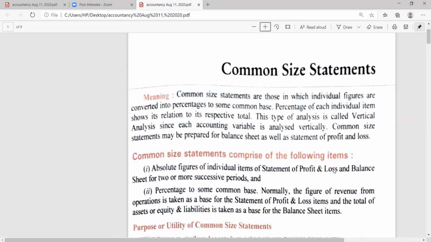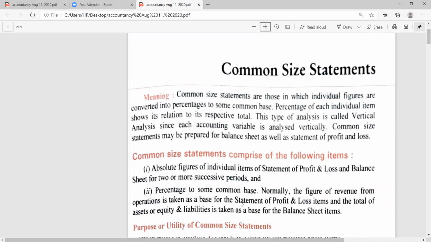Common size statements comprise the following items: absolute figures of individual items of the statement of profit and loss and balance sheet for 2 or more successive periods, and percentages to some common base. Normally the figure of revenue from operations is taken as a base for the statement of profit and loss items. Please underline, I request everybody to mark this point: the figure of revenue from operations is taken as a base for the statement of profit and loss items.